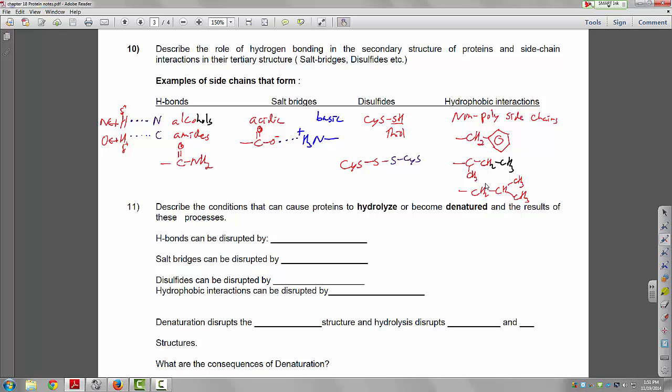Describe the conditions that cause proteins to hydrolyze or become denatured and the results of this process. So hydrogen bonds are disrupted by heat. Also, we said agitation, just stirring it or mixing it or frothing it up. Salt bridges are disturbed by acid or base. Disulfides are disrupted by thiol reagents. So these are other compounds that likewise have a thiol on them, such as methane thiol. Hydrophobic interactions are disrupted by soaps or detergents.